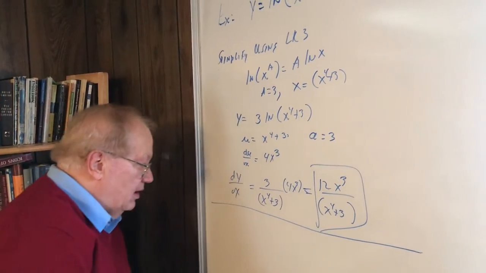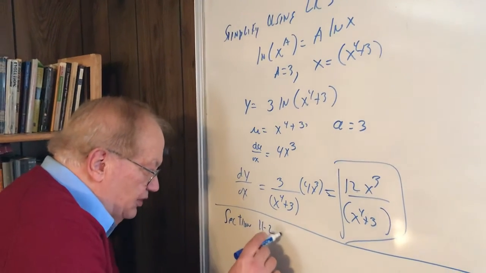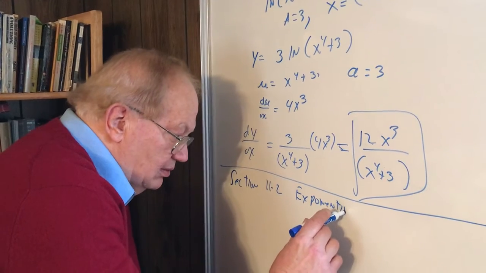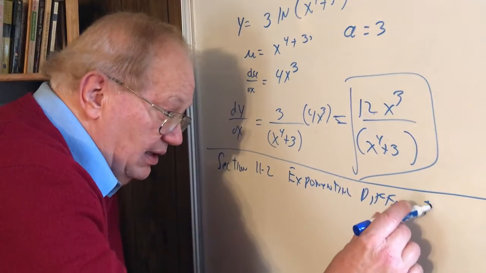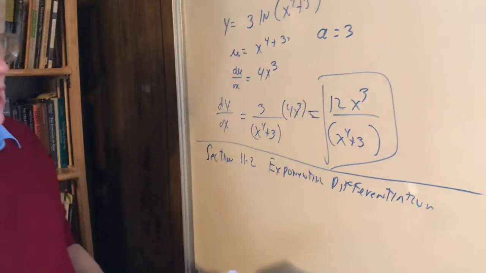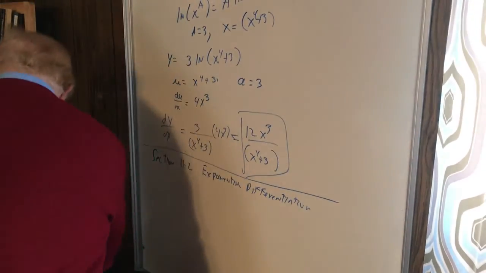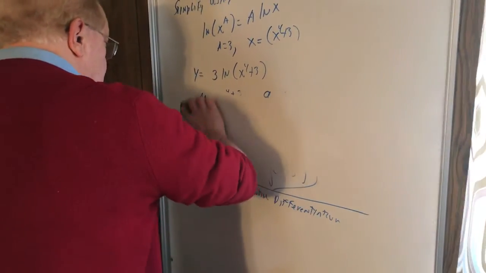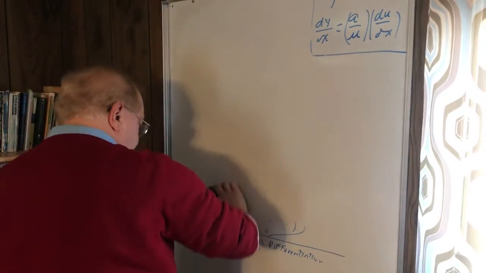Okay, now let's go to section 11.2, which is exponential differentiation. And what we want to do here is once again put our differential rule up here in the corner. So let's erase this. One thing good about the videos, you can rerun them again if you missed it.